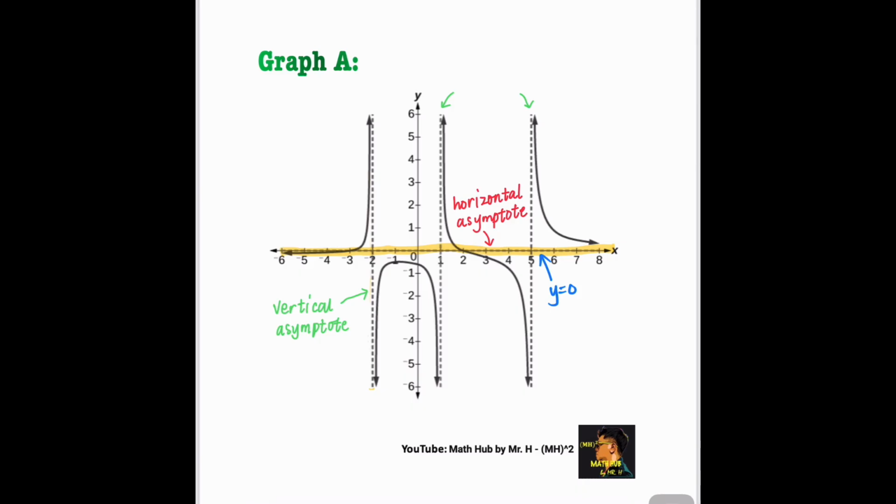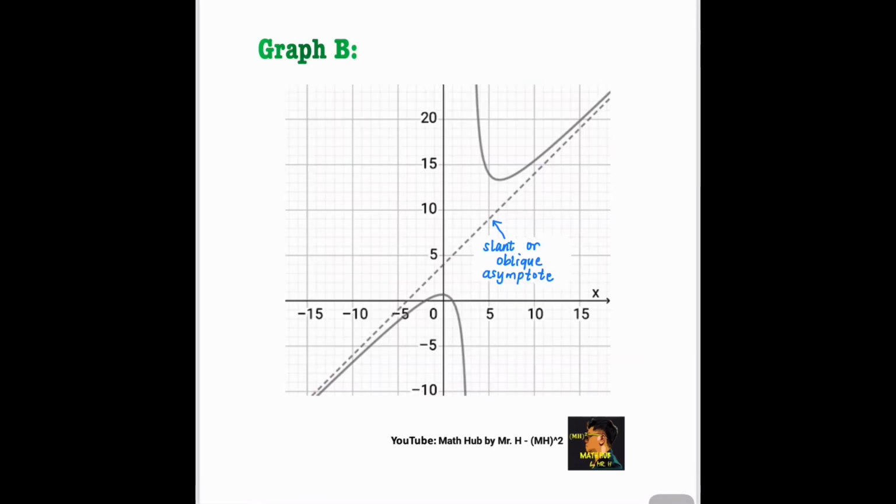Alright, so let's take a look at graph B. Graph B shows a slant or oblique asymptote. You can recall the equation of a line in the form of y equals mx plus b. That is an example of a slant or oblique asymptote. To further understand, we will be answering a few examples.